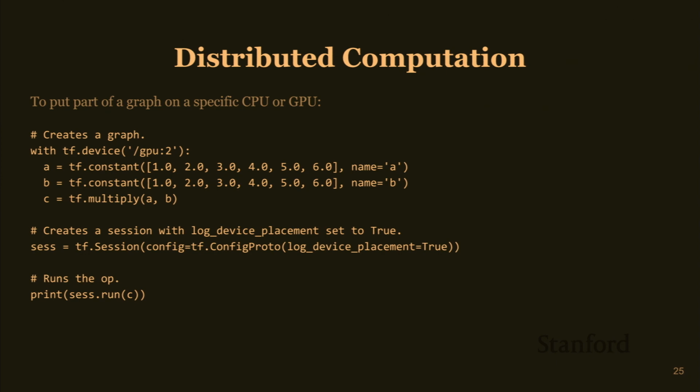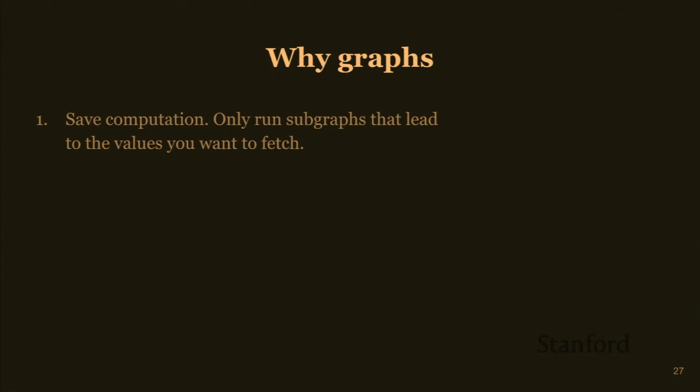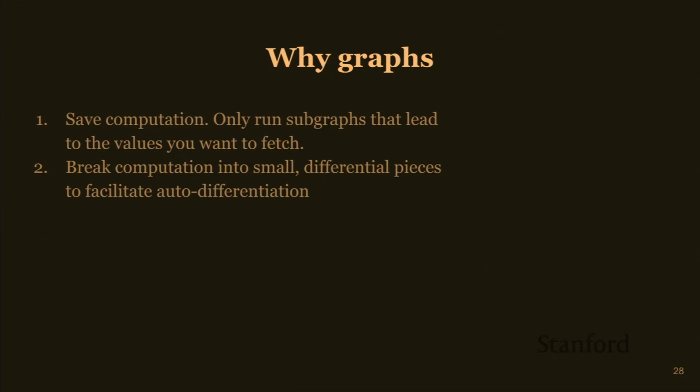Yeah, so that is how you distribute computation. So the question is, why do you need to use a graph? The first thing is that it saves computation. TensorFlow only runs the subgraphs that lead to the values that you want to fetch or the ops that you want to execute. Second, it can break computation into small differential pieces to facilitate auto-differentiation.